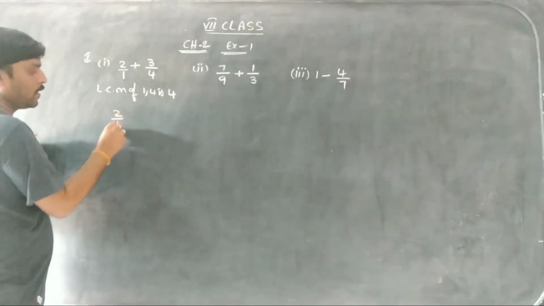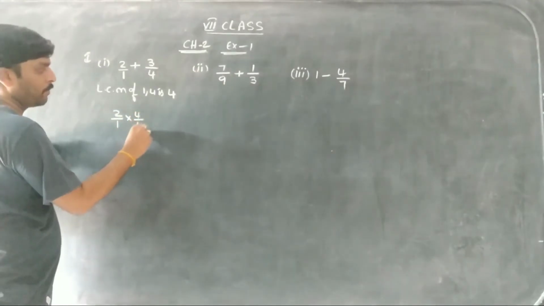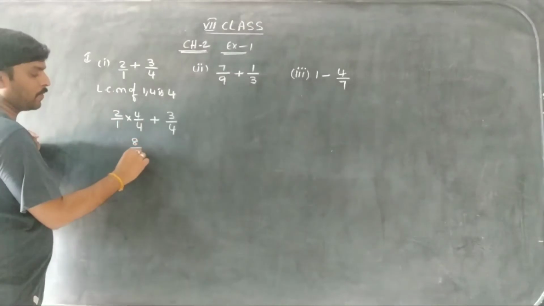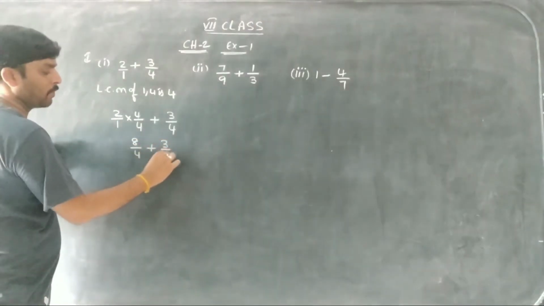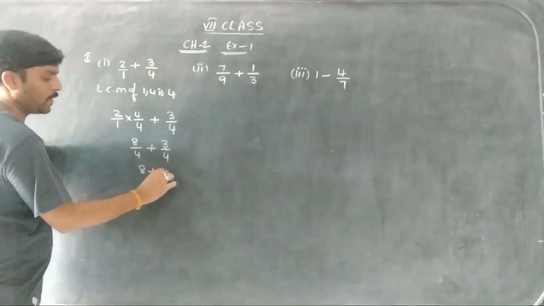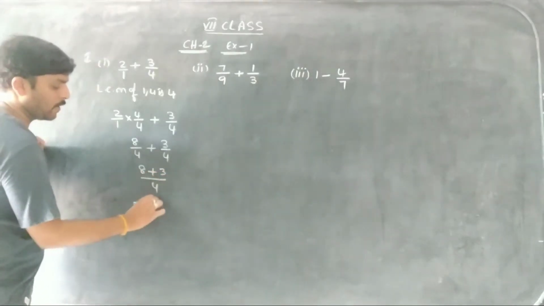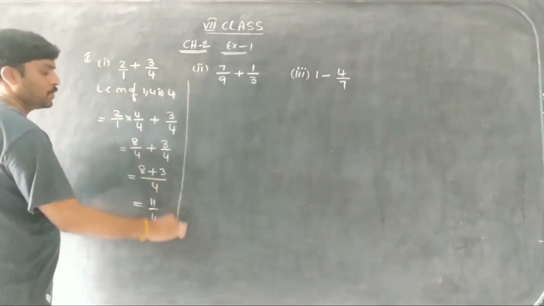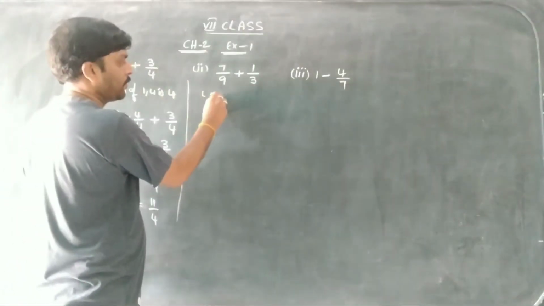So 2 by 1 into 4 by 4 plus 3 by 4. 2 4s are 8 by 4 plus 3 by 4. This is written as 8 plus 3 by 4, 11 by 4. It is easy to do. Next, second question.